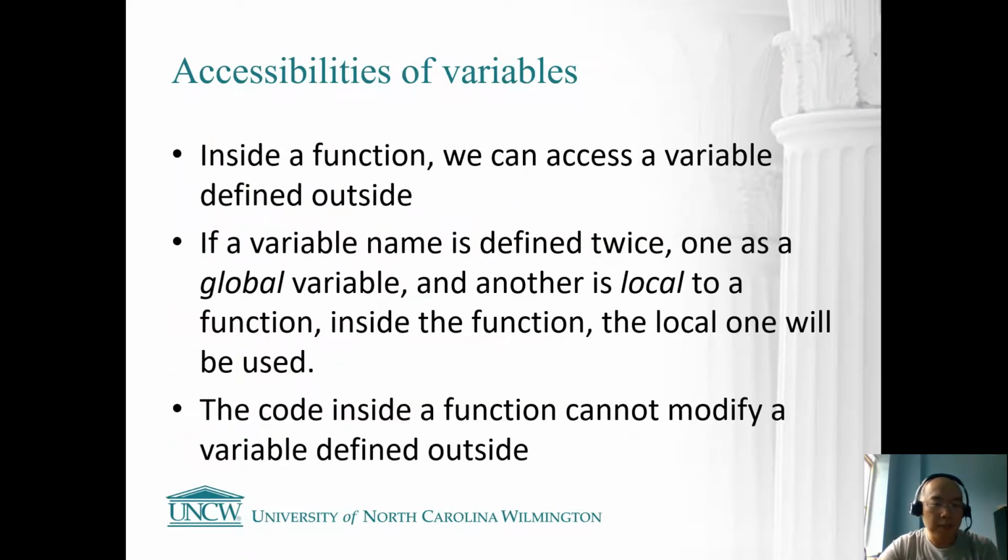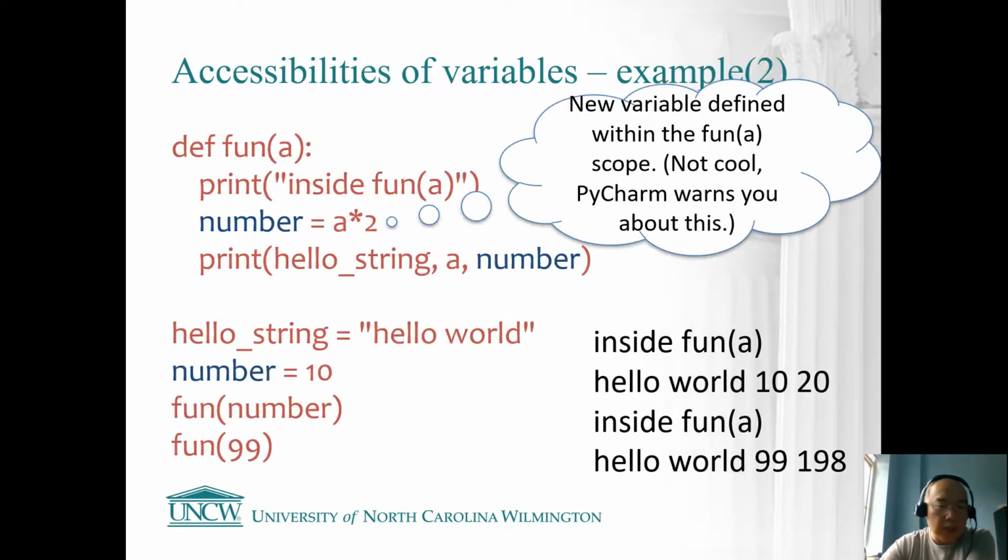So let me come back. Well, inside the function, the local one will be used. So even though there are two variable names called number, when I'm using the variable name number in the function, the local one will be used. So in this case, when I'm printing this number, I'm printing the local number, not the global number. So I'm printing 20 here, which is here. Okay, so this part is definitely confusing.